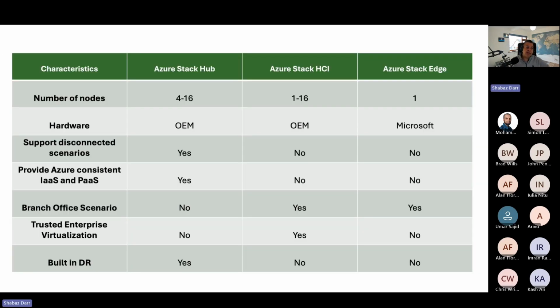And again, there's a table with a comparison about the number of nodes required, the hardware, and the scenarios. As you can see, Azure Stack Hub supports that disconnected, offline scenario which I've mentioned. Does it provide Azure consistent IaaS and PaaS? Azure Stack Hub does, but HCI and Edge don't. Branch office scenarios, Hub doesn't, but with HCI and Stack Edge, you can have that. And I think I mentioned the use case of trusted enterprise virtualization, which is available for Azure Stack HCI only.